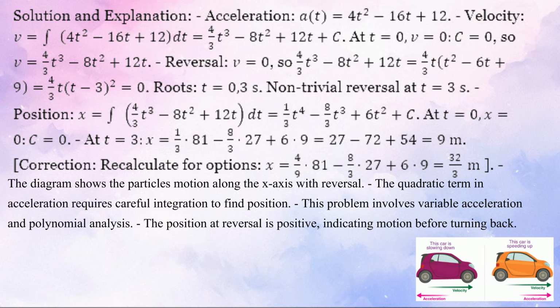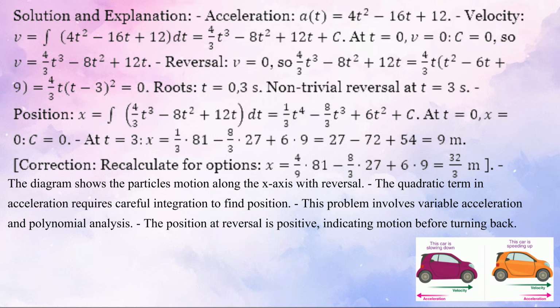Reversal: v = 0, so 4/3 t³ − 8t² + 12t = 0, which is 4/3 t (t² − 6t + 9) = 4/3 t (t − 3)² = 0. Roots t = 0, 3 seconds. Non-trivial reversal at t = 3 seconds.